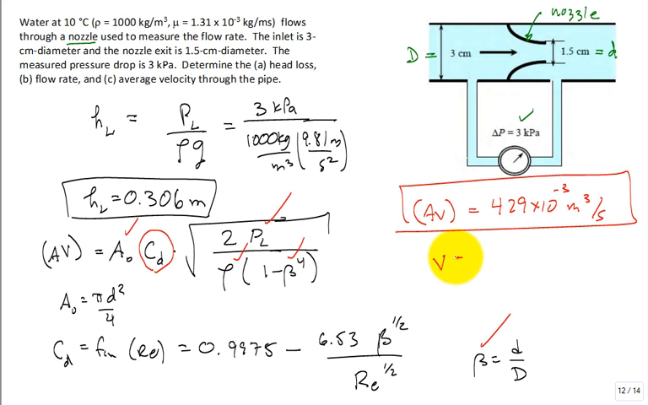And the velocity in the pipe is the volumetric flow rate divided by the area in the pipe. So that velocity comes in at 0.607 meters per second.